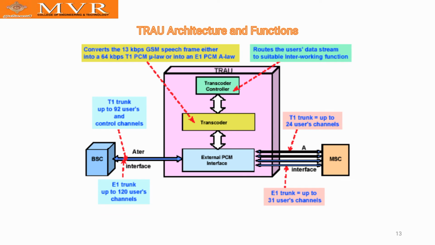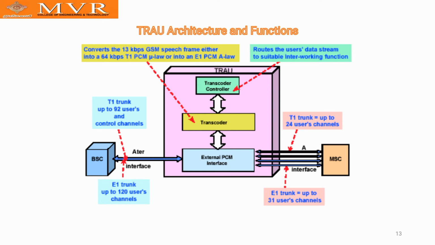This is the transcoder and rate adaptation architecture and functions. In this, it converts the 13 kbps GSM speech frame either into 16 kbps T1 PCM format or into E1 PCM format. See here, in this transcoder controller there is the transcoder and the external PCM interface. So this transcoder controller will route the user data stream and sustain interworking functions.